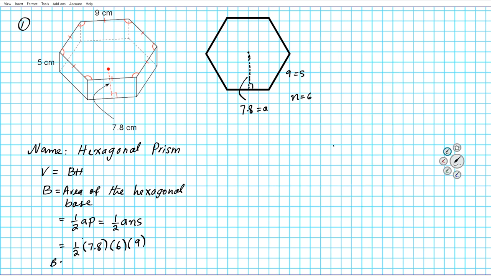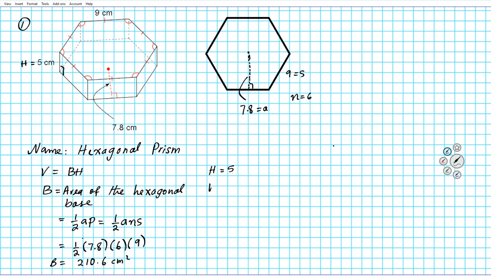So big B is 210.6 square centimeters. To find the volume, we need to multiply the area of the base times the perpendicular height. In this particular problem, the perpendicular height is the perpendicular distance between the congruent polygonal bases, and that's 5. So big H is 5.